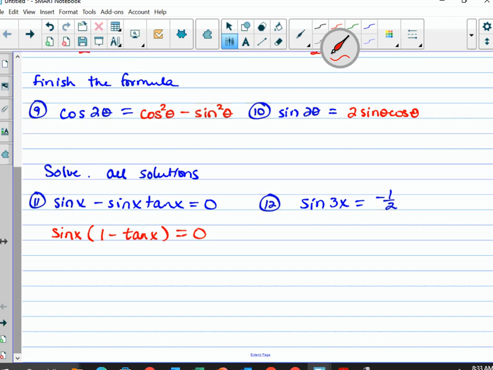All right, guys. First step on this: factor. You do not want to divide by sine, like divide the whole equation by sine, because you will lose answers. You will lose solutions, guys. We don't want to do that. Here, then, you can set each factor equal to 0.